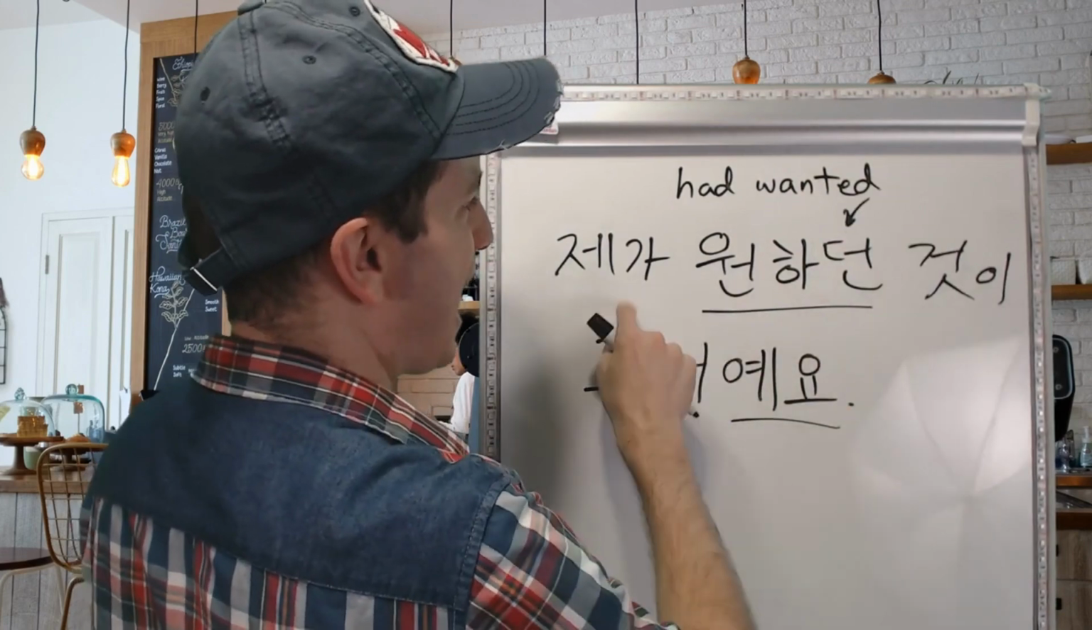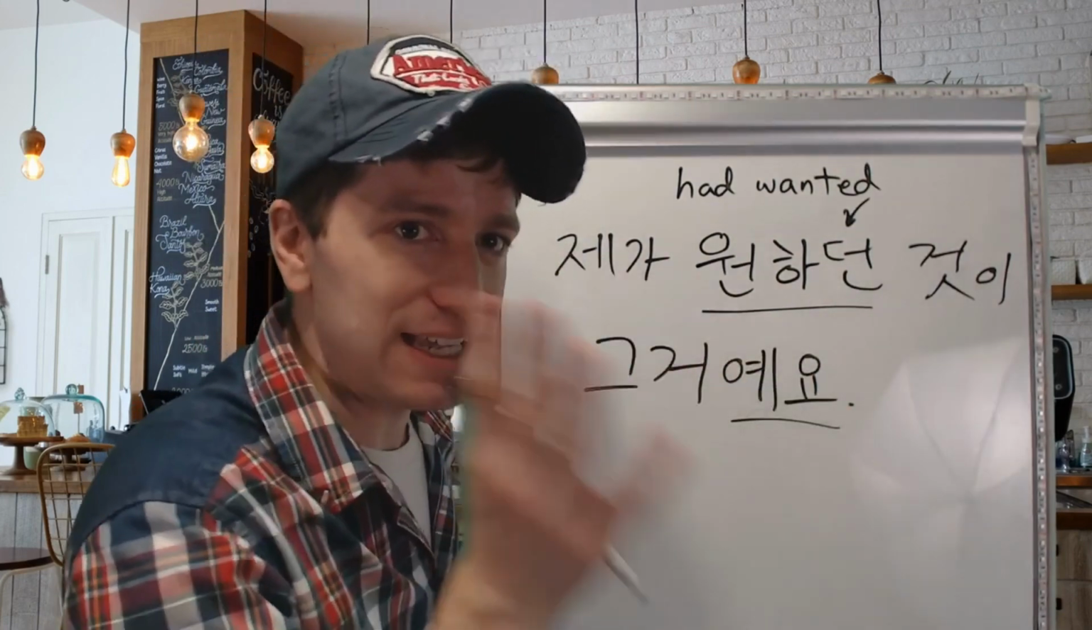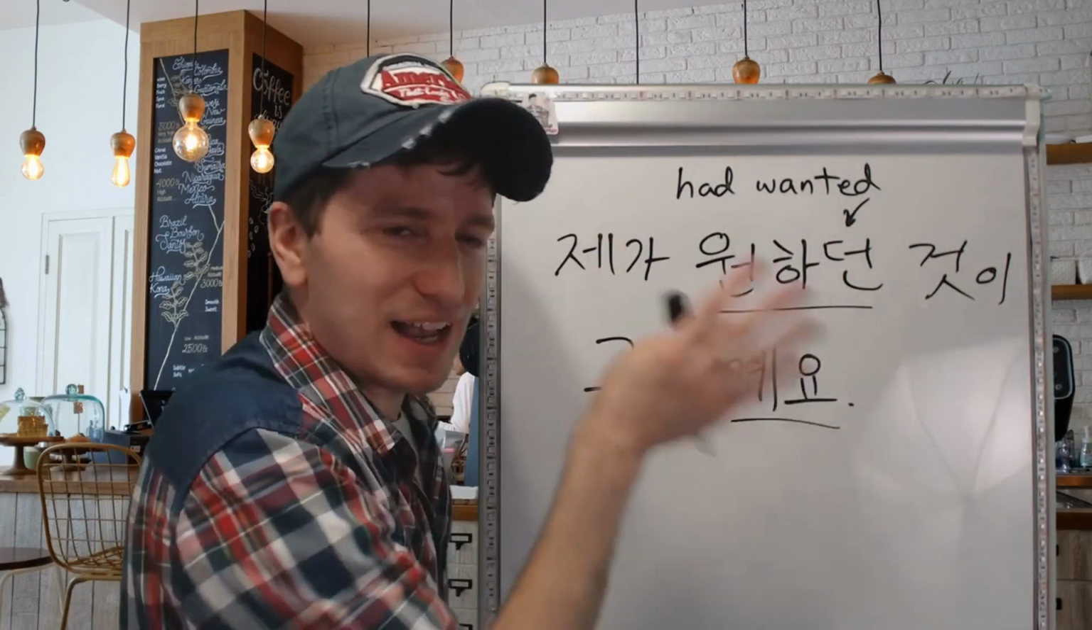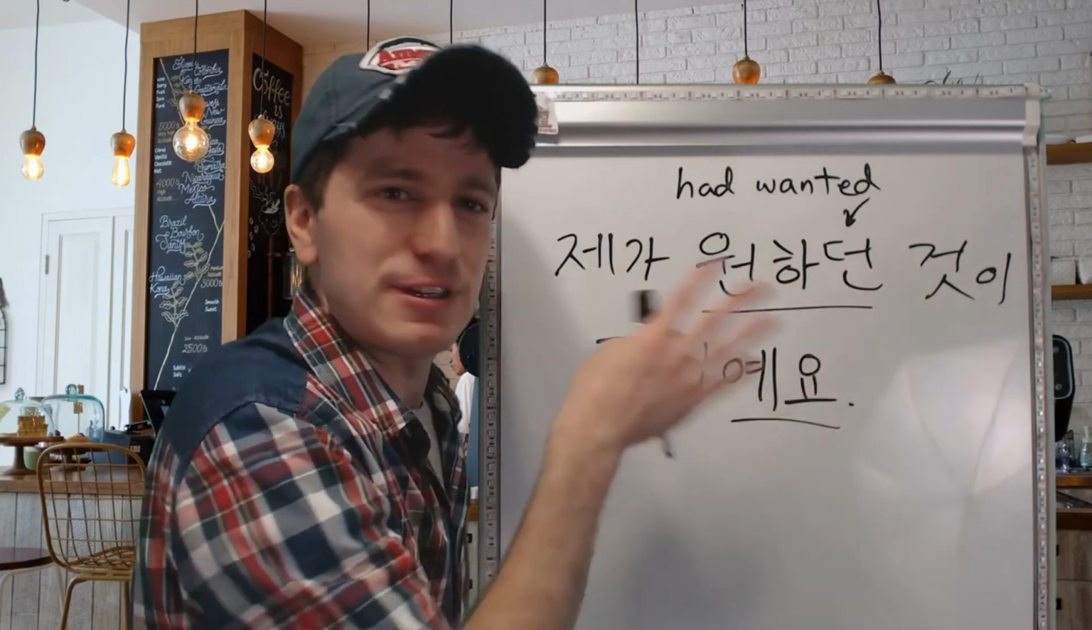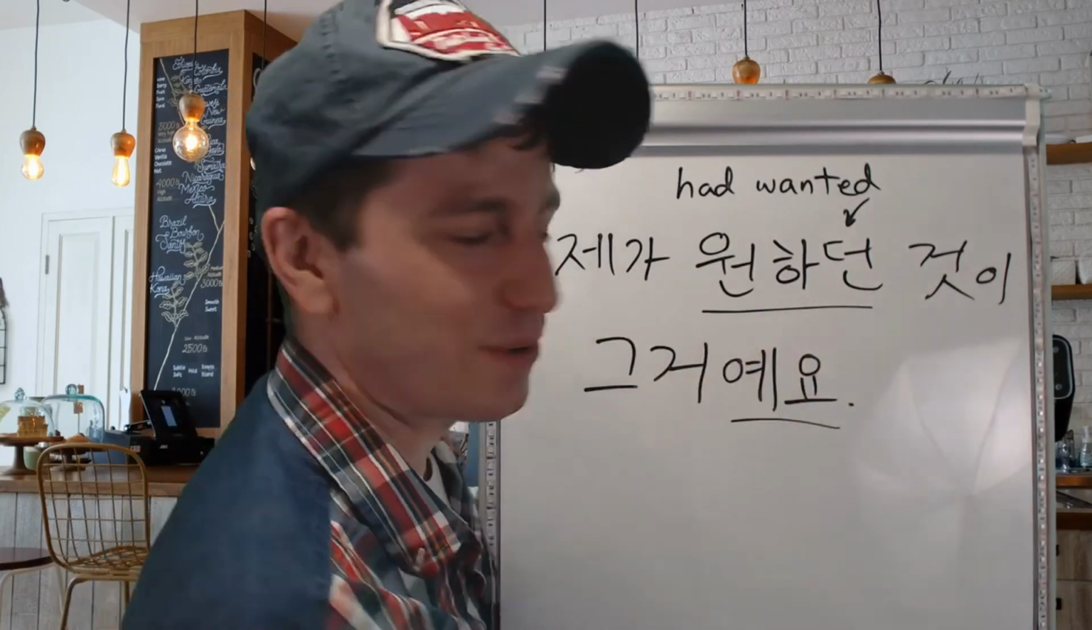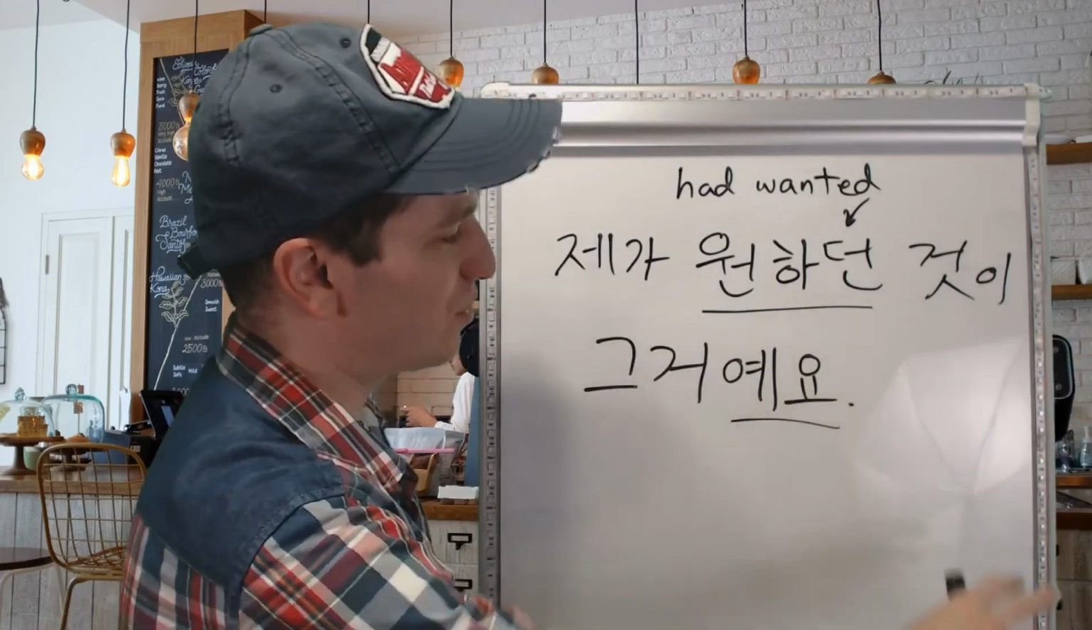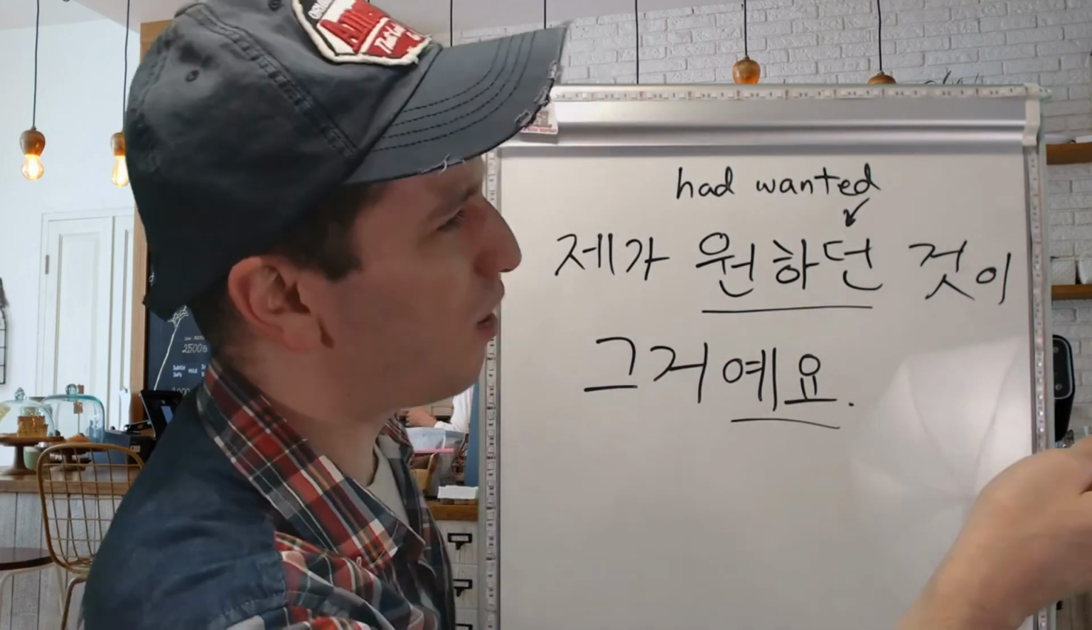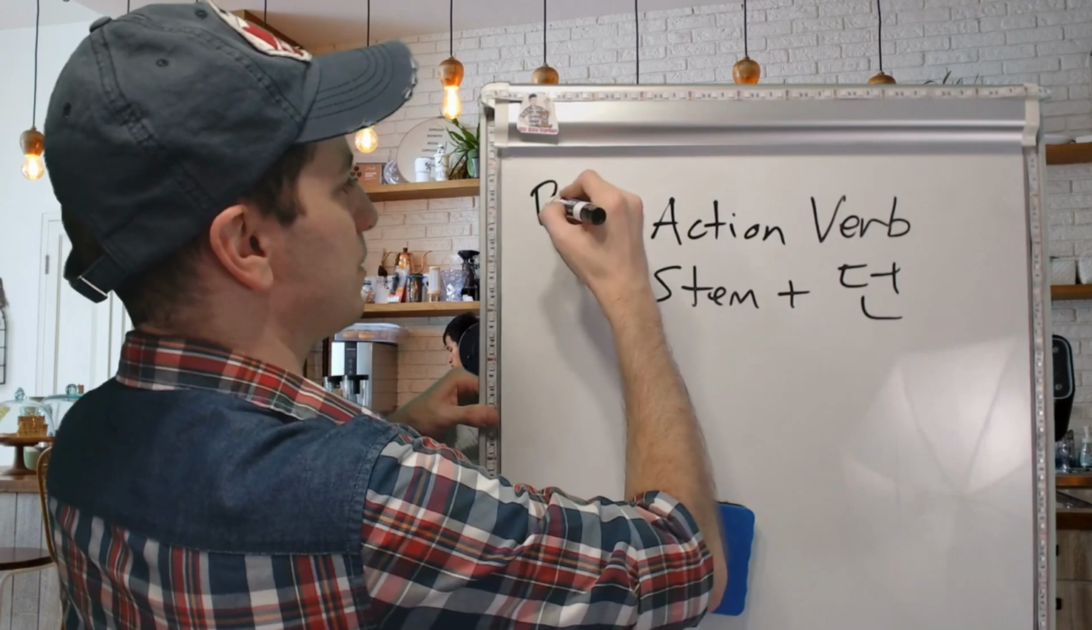So the thing I had wanted is this. The thing that I wanted before. I was continually wanting it, frequently wanting it. That's what it means literally in Korean. So 제가 원하던 것이 그거예요. So what I wanted is that. That's what I wanted. This is the same thing as before, but now we're doing past tense.